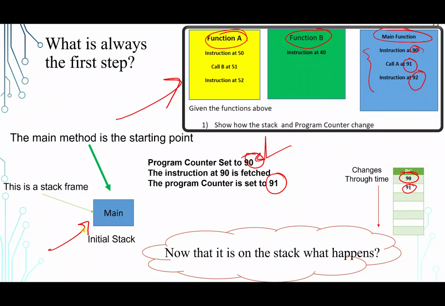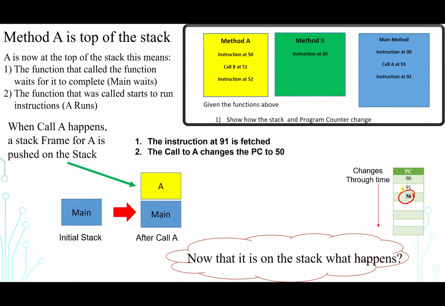So what happens next after we have 90 and 91? 90 is executing. We finish 90 and then we fetch 91. 91 calls A. So we move to A and we start from the first instruction. So the next program counter is going to point at 50. And remember, whenever we move to a method, we push that method at the top of the stack. So what happens next?